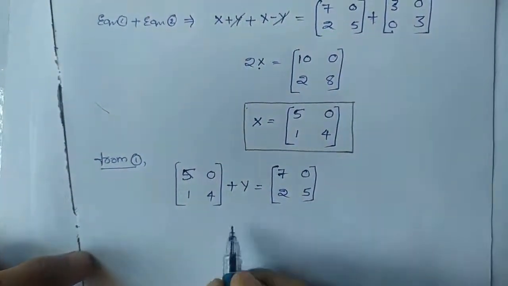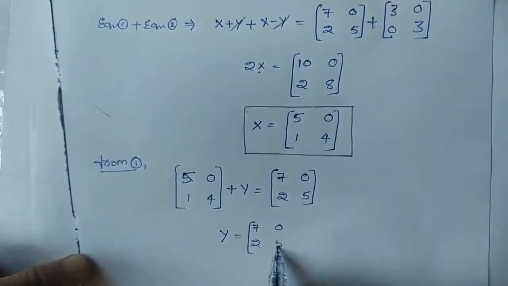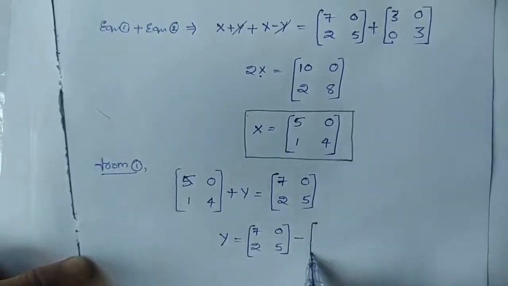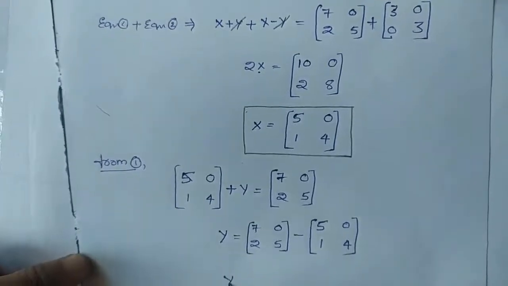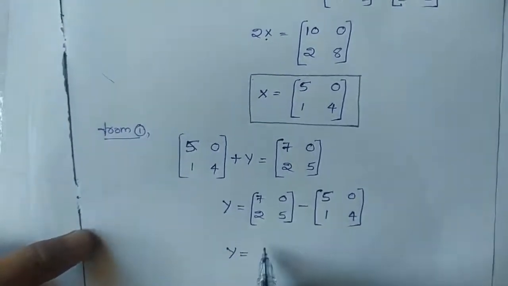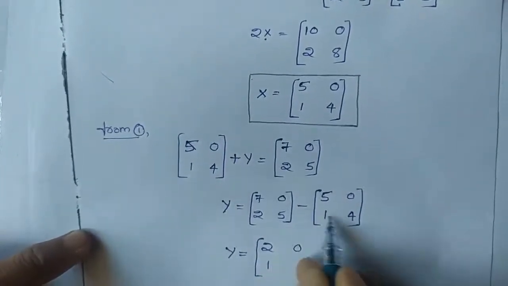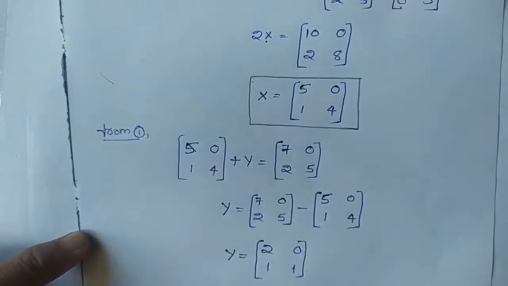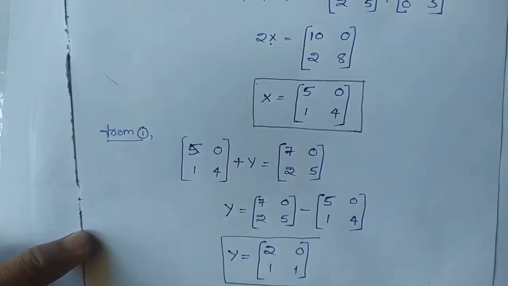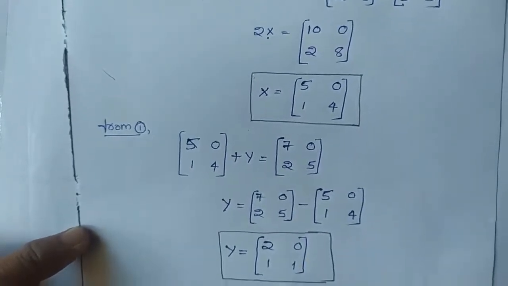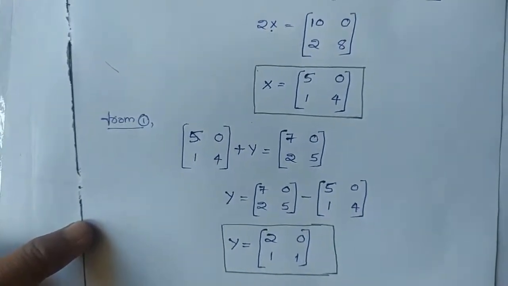If we send this to the right, then y equals [7 0; 2 5] minus [5 0; 1 4]. So the matrix y equals 7 minus 5 is 2, 0 minus 0 is 0, 2 minus 1 is 1, 5 minus 4 is 1. Therefore it is the matrix y. Hence it is the solution for this 26th question. Next we will move on to the 27th question now.